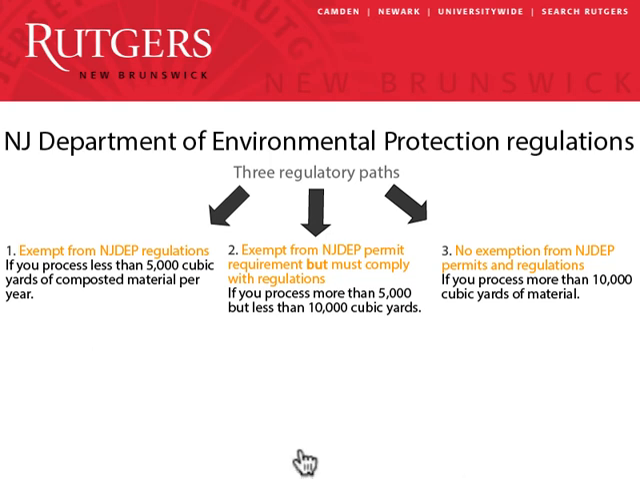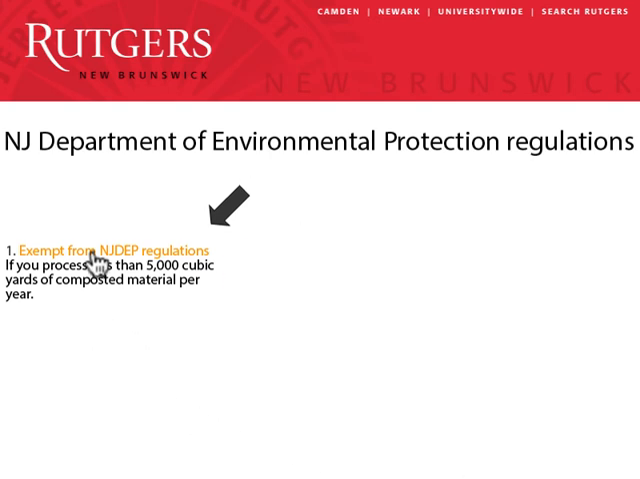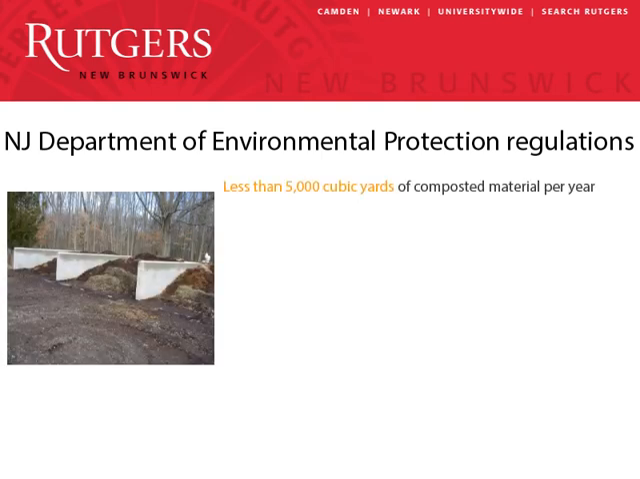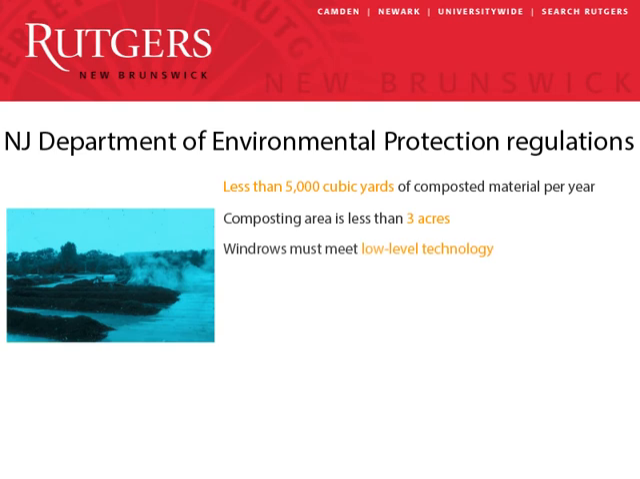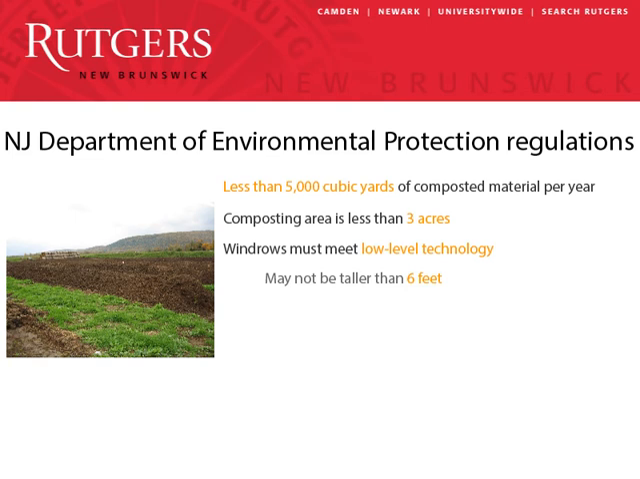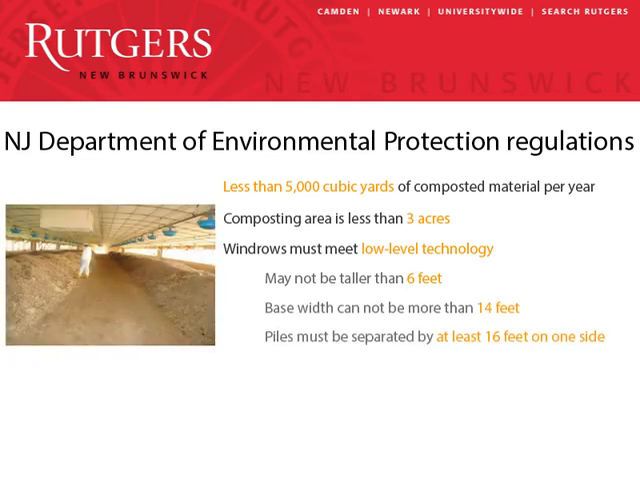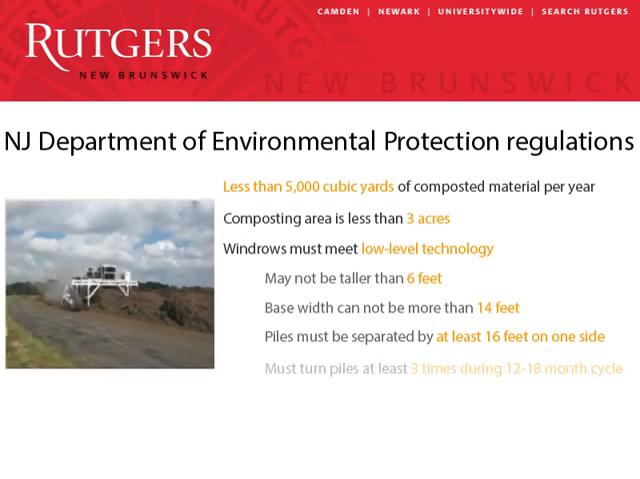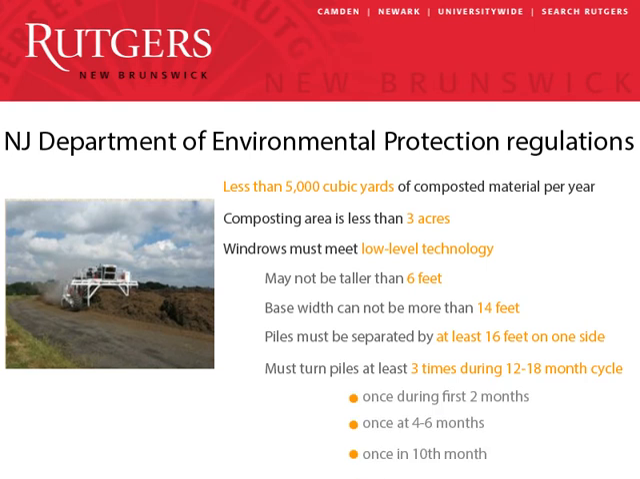Let's start by looking at Path 1, compost operations exempt from NJDEP regulations. You can follow this regulation path if your farm produces less than 5,000 cubic yards per year and your composting area is less than 3 acres. Your windrows must meet a low-level technology. That means they may not be taller than 6 feet and the base width cannot be more than 14 feet. Windrow piles have to be separated by at least 16 feet on at least one side. This path also requires you to turn the piles at least 3 times during a 12 to 18-month cycle.